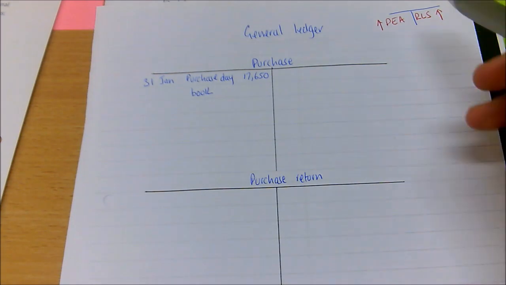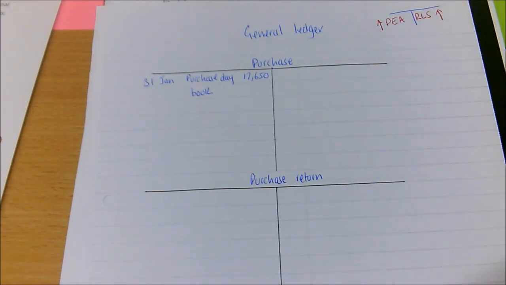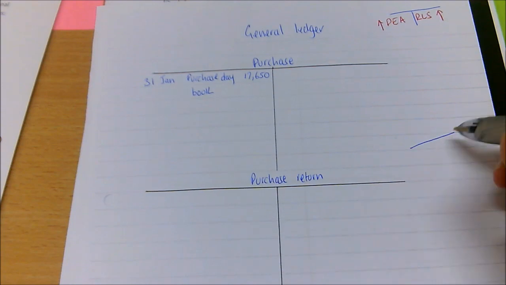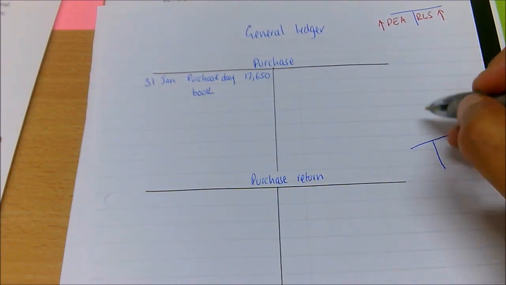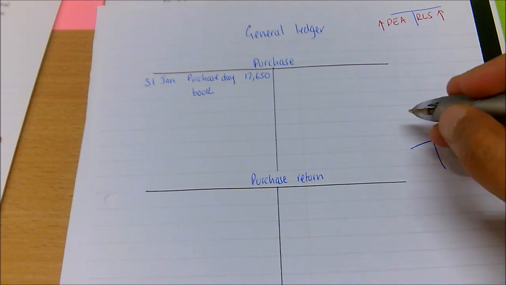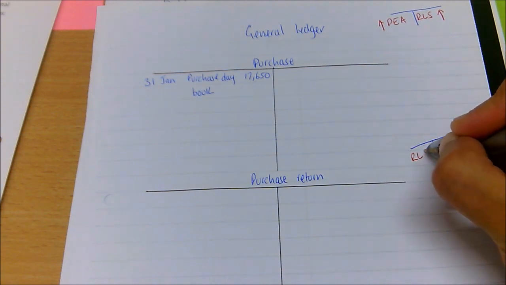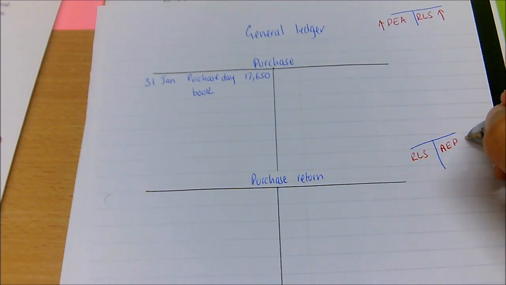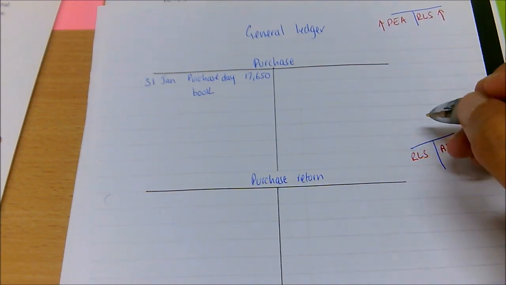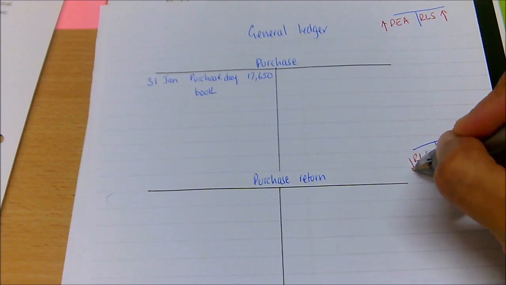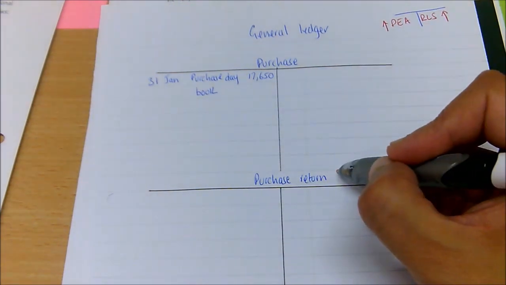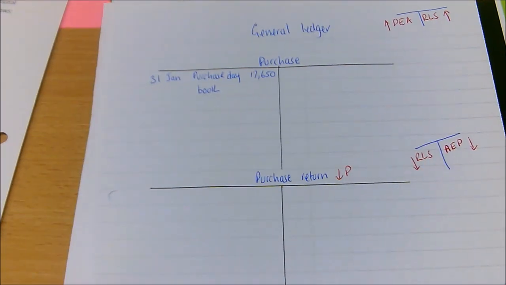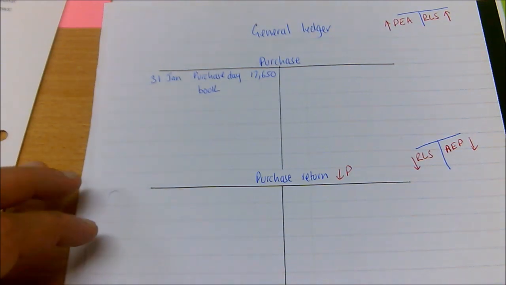Okay, purchase return is, if we're thinking about PEARLS here, if there's a decrease, the sides swap. So PEARLS is written backwards if there's a decrease. And a purchase return is actually a decrease in purchases because it means that we have returned some of the stock back to our suppliers.